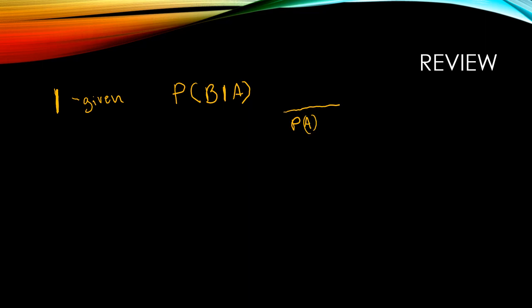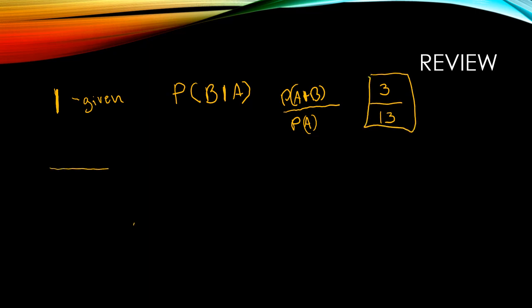So there are 13 hearts. And the probability of A and B together is there are 3 face cards. So the probability that it's a face card, given that it's a heart, is calculated like that.